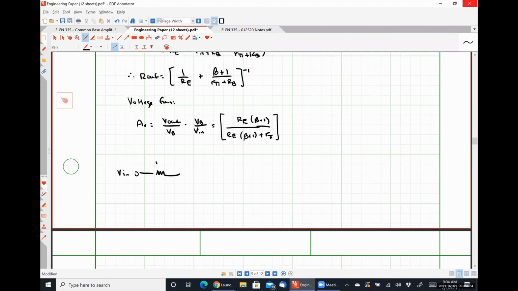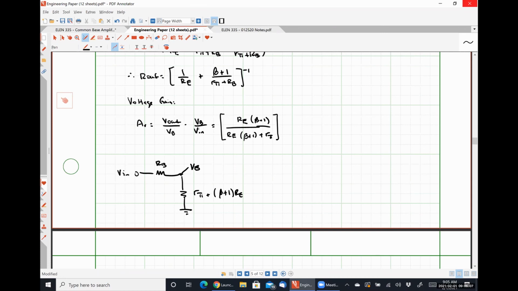I have my resistance RB. Here's my voltage VB. And then between that node and ground, I see the input resistance of our common collector amplifier base model, right? It's exactly how we found the input resistance to begin with. So this should be R pi plus (beta plus 1) RE.